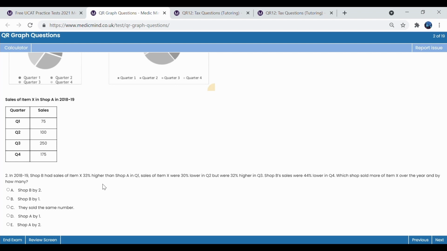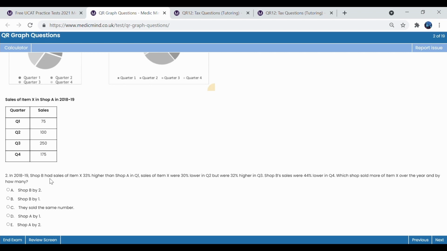So question 2. In 2018-19, shop B had sales of item X 33% higher than shop A in quarter 1, 30% in 2, 32% in 3, 44% in 4. Which shop sold more of item X over the year and by how many? Okay, so this is quite a lengthy question. The numbers seem alright until it reaches 44%. So let's have a go.